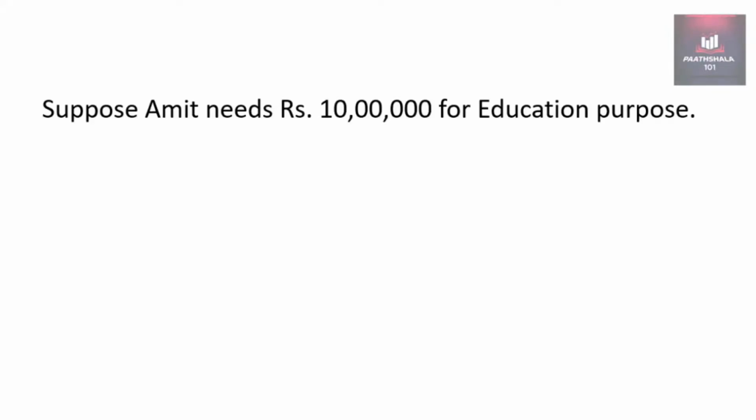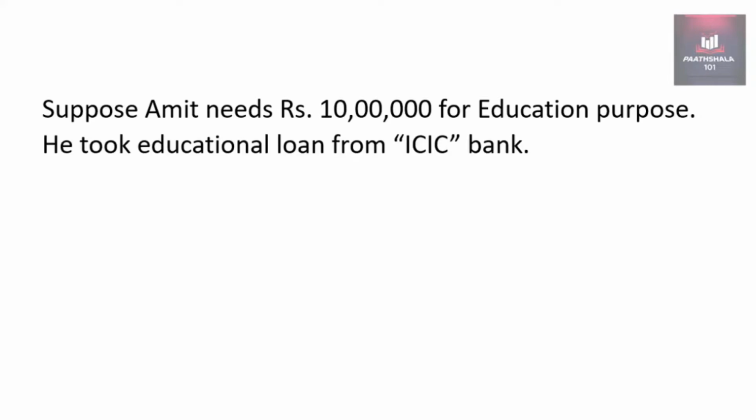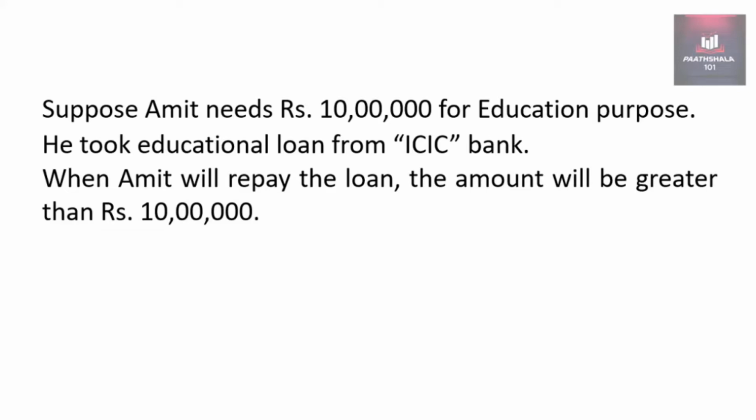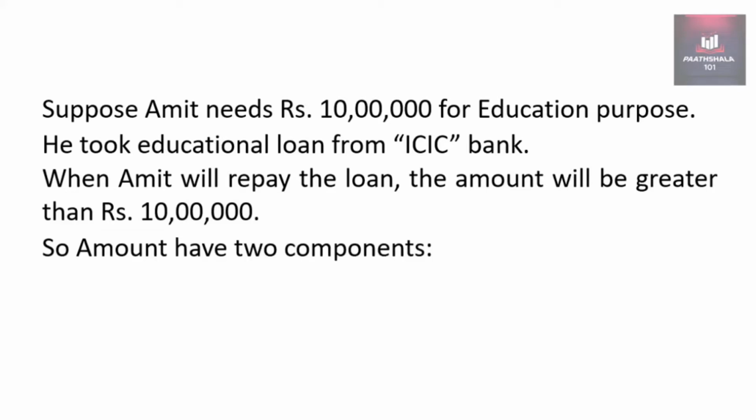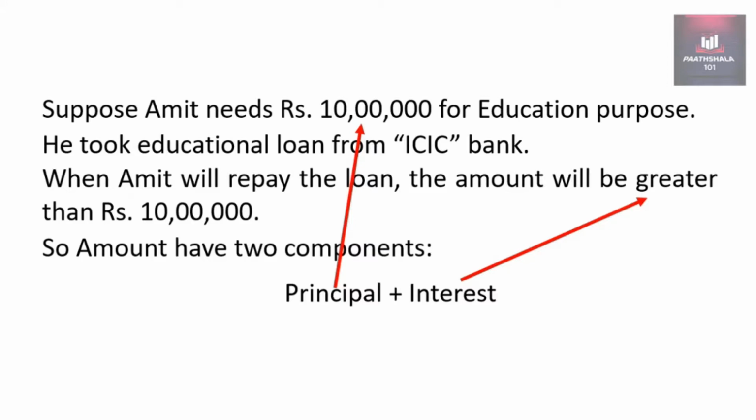Suppose Amit needs rupees 10 lakhs for educational purpose. He took an educational loan from ICICI Bank. Now when Amit will repay the loan, the amount will be greater than rupees 10 lakhs. So the amount repaid has two components in it, principal plus interest. Principal is rupees 10 lakhs which he borrowed and interest is the additional part above rupees 10 lakhs.